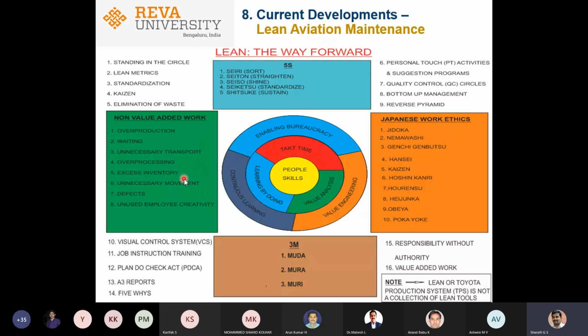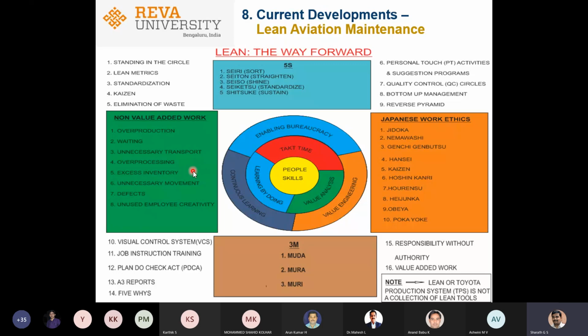We should have very less inventory available. We need to have only the right amount of inventory. Any excess inventory will stop the flow. We will not have a continuous flow. If more inventory is available on the shop floors, technicians won't be able to move freely.